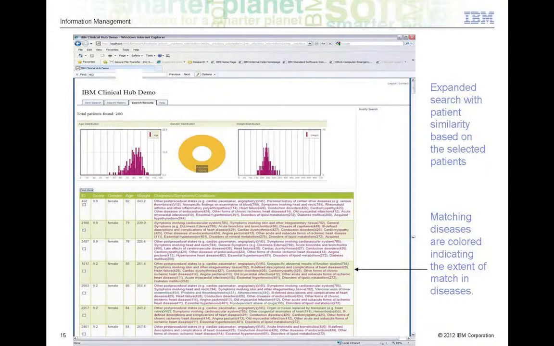So this gives the researchers a way to go through and find patients for clinical trials and do so in an efficient, self-service way. We also support exact queries, et cetera. But I think the key to it is to be able to do the more like me.